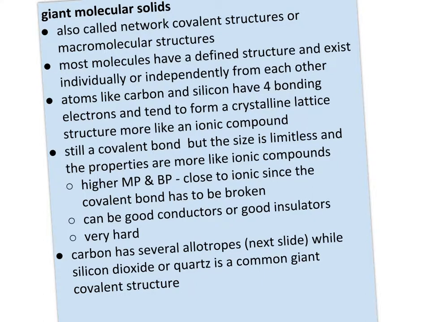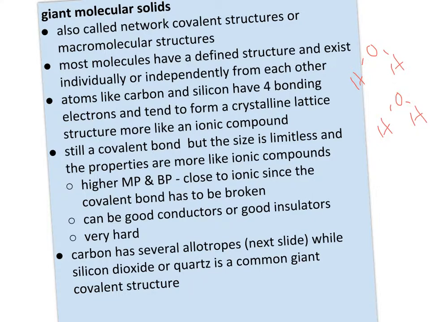Most molecules have a defined structure and exist individually or independently from each other, like H2O. You have all these individual H2O molecules. They can be a solid, liquid, or gas, but they're individual molecules. But carbon and silicon, because they have those 4 bonding electrons and it takes about equal energy to gain or lose them, they tend to form a crystalline lattice where all 4 bonds are being used. And they really look much more like an ionic compound where the size can be limitless, but it's 4 carbon bonds to 4 other carbons. So it's still a covalent bond, but as I said, the properties are much more like ionic compounds.